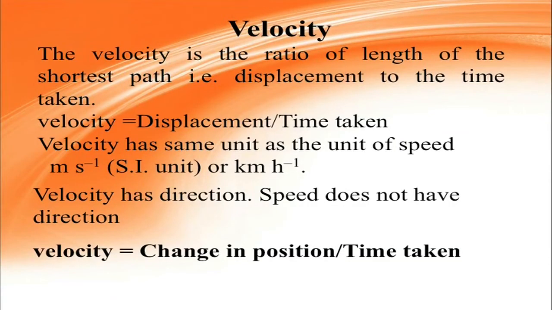Now, we discuss velocity. Velocity is the ratio of the length of the shortest path, or we can say the displacement, to the time taken. So, velocity is equal to displacement upon time taken. The velocity has the same unit as speed, that is meter per second in SI unit, or kilometer per hour. The shortest path or the displacement is directed from the initial position of the object to the final position of the object. Hence, the velocity is also directed from the initial position to the final position of the object. Thus, we can say that the velocity has direction.